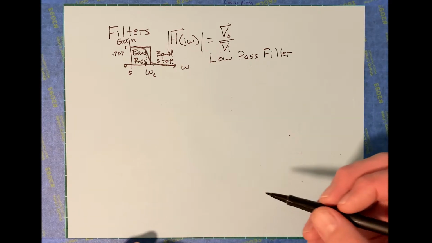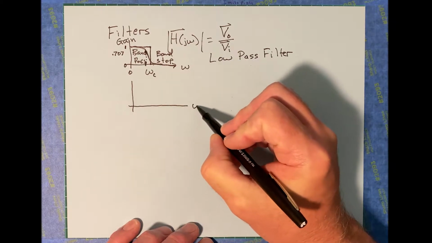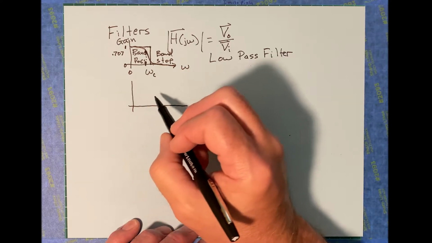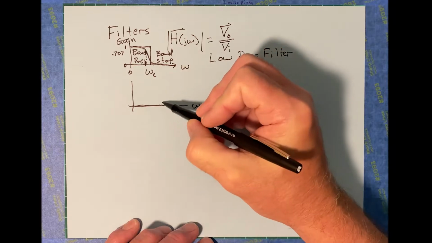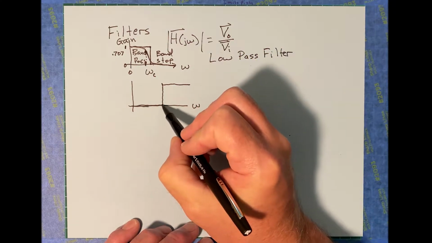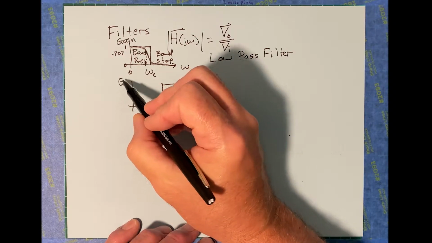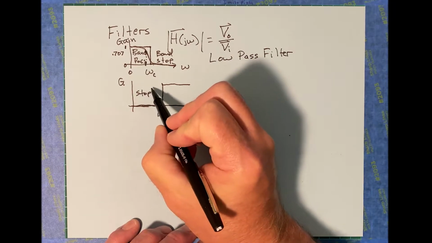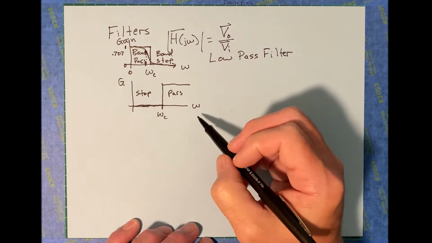Filters come in other configurations. For example, you could have band stop at the low frequencies, and then band pass at the high frequencies. So it might look something like this, where this is the cutoff. Again, this is gain, and this is the stop region, the band stop region, and this is the band pass region here.